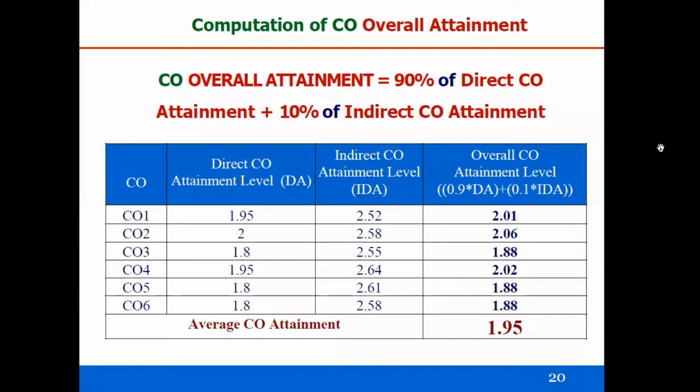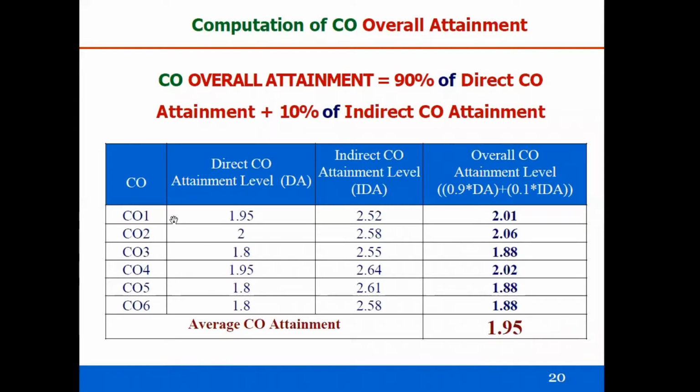Now you can substitute these values in this formula to obtain overall CO attainment value. The formula is 0.9 into direct attainment plus 0.1 into indirect attainment. Now 0.9 into 1.95 plus 0.1 into 2.52. So if you calculate using these values, then you will get 2.01. This is the overall CO attainment value for CO1. Then next CO2 0.9 into 2 plus 0.1 into 2.58. Now after simplifying, you will get 2.06. Then for CO3 0.9 into 1.8 plus 0.1 into 2.55, you will get 1.88.